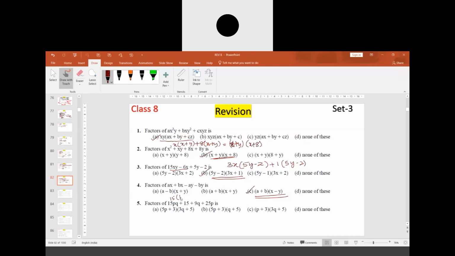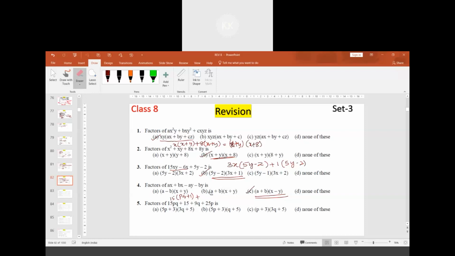In question number 5, 15 can be taken out. We will be getting PQ plus 1 and plus 1, but we cannot take anything common as such. So we have to rearrange it: 15PQ and 25P, and 15 plus 9Q. We can do it like this.